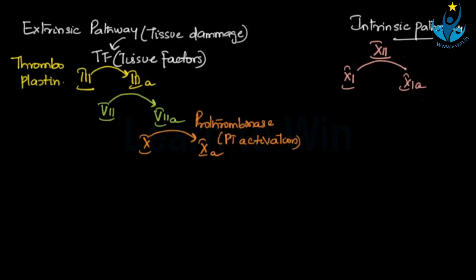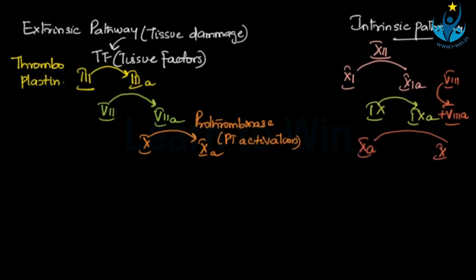Then this 11A takes another factor, factor 9, and converts it into 9A. Now, this 9A combines with another activated factor, which we will write as 8A, which also comes from the activation of 8. This 8A and 9A convert factor 10 into the activated form, 10A. So in both cases, I have my 10A factor, which is my prothrombin activator.